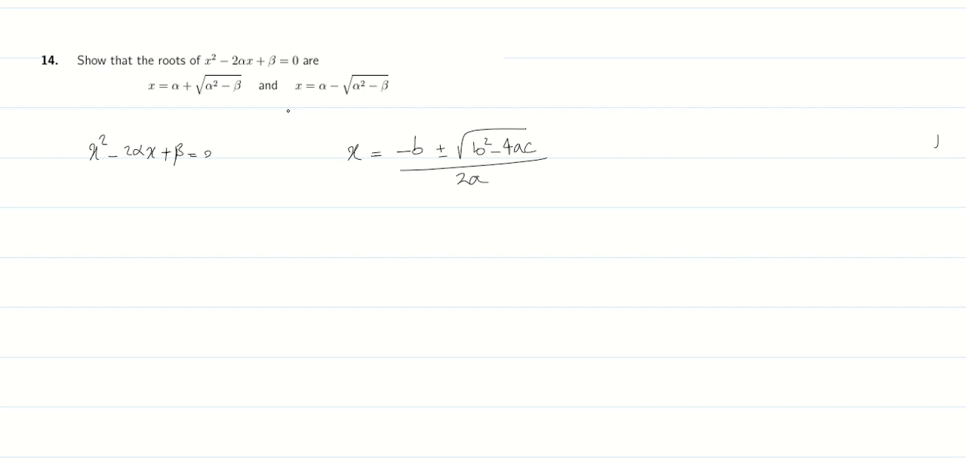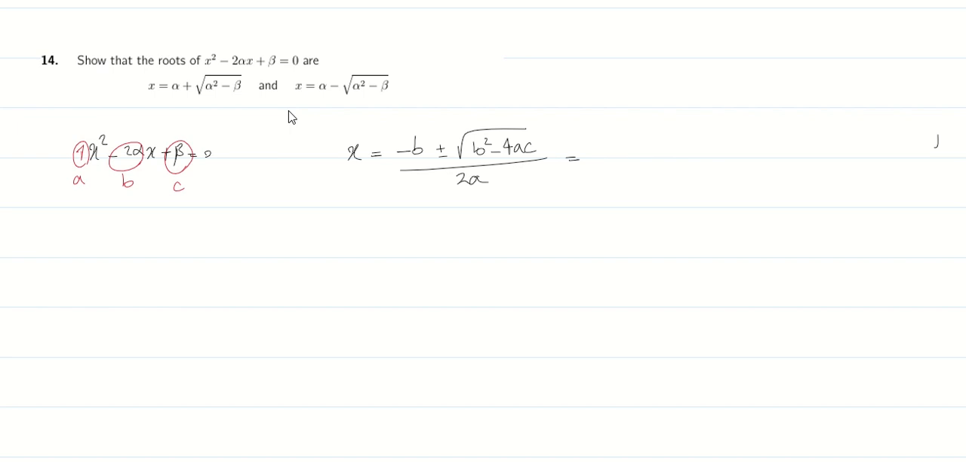Now we're going to define what a, b, and c are in here. Our a value is the coefficient of x squared, which is equal to 1. B value is the coefficient of x, which is equal to negative 2 alpha. And our c value in here is beta. So we're going to substitute these values into this formula.